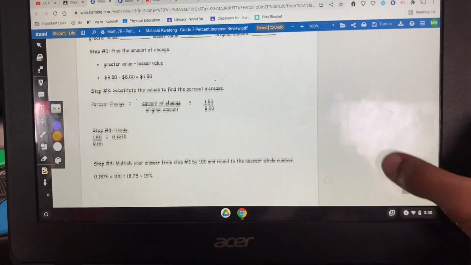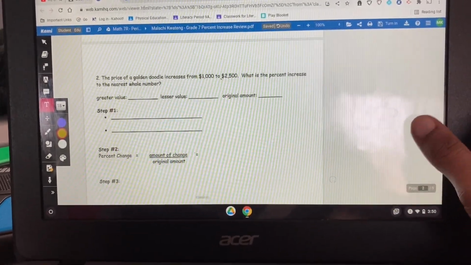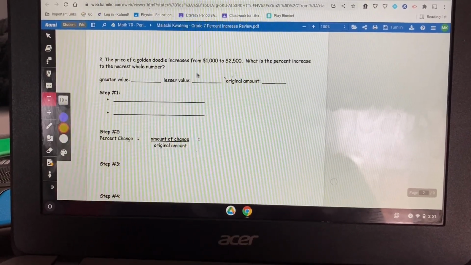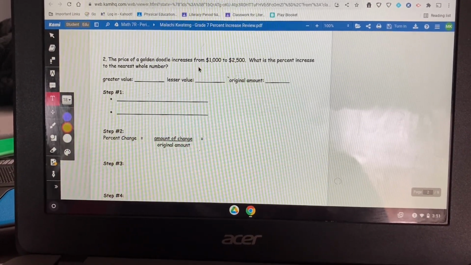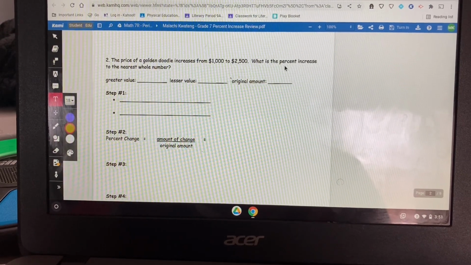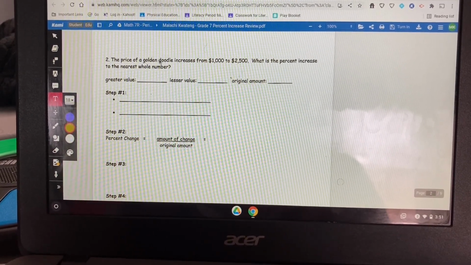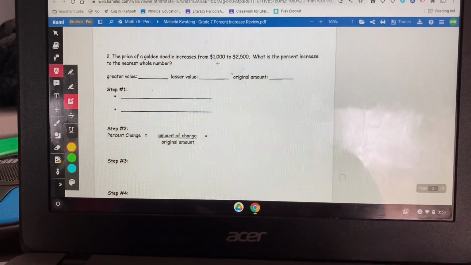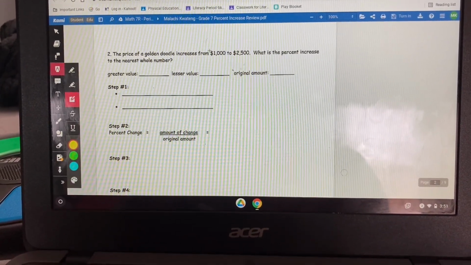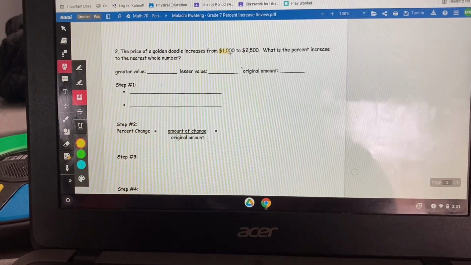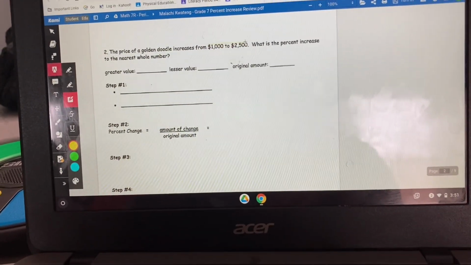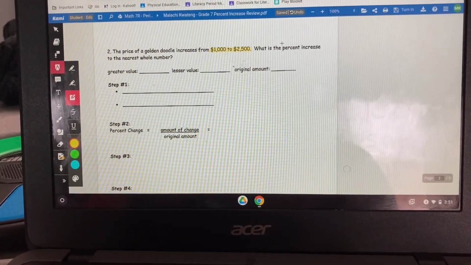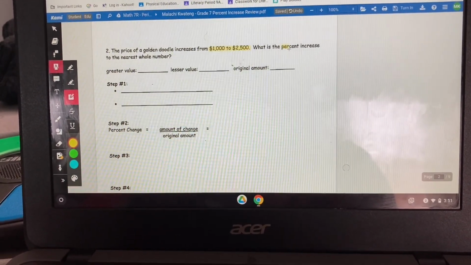Now I'm gonna go to the second problem. So it says the price of a golden doodle increases from 1,000 to 2,500. What is the percent increase to the nearest whole number? So we're gonna have some key information. Okay. So we have 1,000 to 2,500. What is the percent increase? We should highlight.